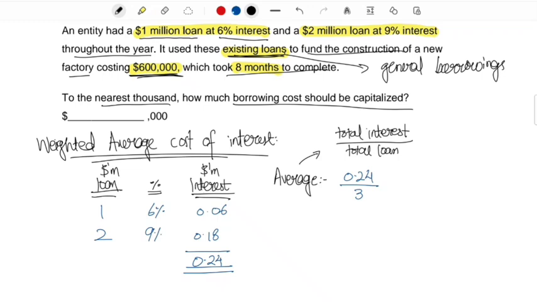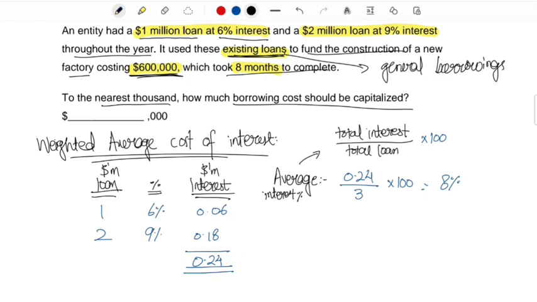Once you do this, you then multiply by 100, because what we are trying to do is calculate the average interest percentage. Put this into your calculator, and you should find that the interest rate is going to be 8%. Now this is the average interest rate we have got, which we can now apply on the amount which we have borrowed from the pool of funds.